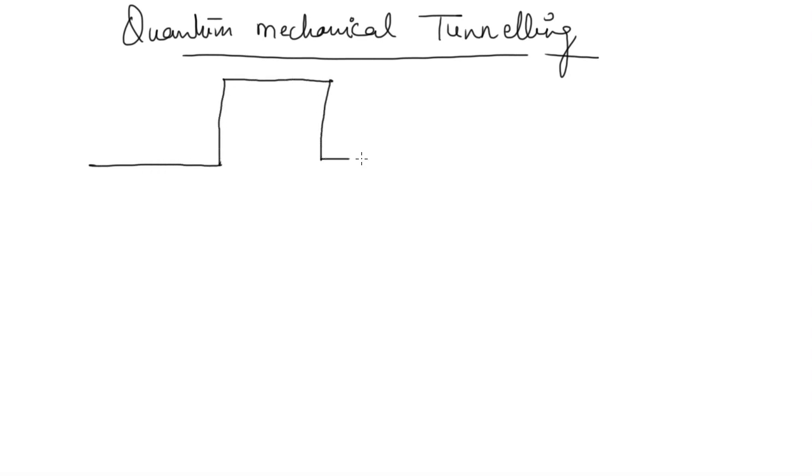So now, let us take another example: quantum mechanical tunneling. Why I'm calling this tunneling will be clear in some time. Now I'm taking a barrier of finite width. Earlier this was a step potential, but now I'm taking finite width. Let me take this as V naught. And it has a lot of practical examples.